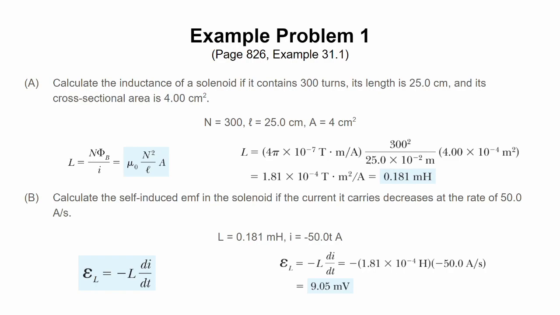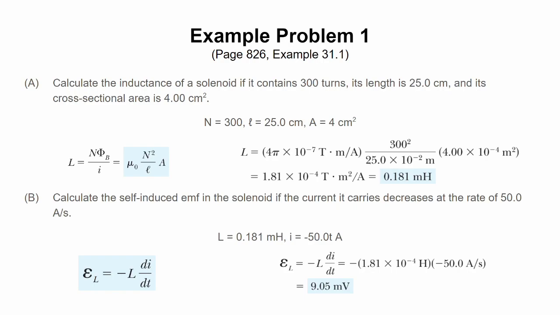Here it states that we have to calculate the inductance of a solenoid that contains 300 turns, that has a length of 25 centimeters, and a cross-sectional area of 4 centimeters squared. So here we have all the values we need to calculate inductance, where N equals 300, L equals 25 centimeters, and A equals 4 centimeters squared. Plugging those into the equation, we get 0.181 millihenries for inductance of the solenoid.